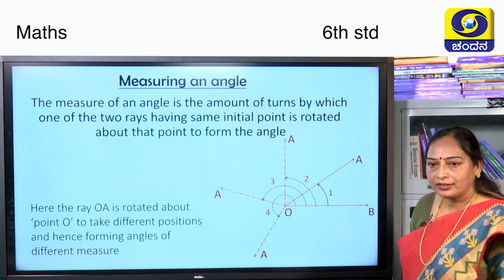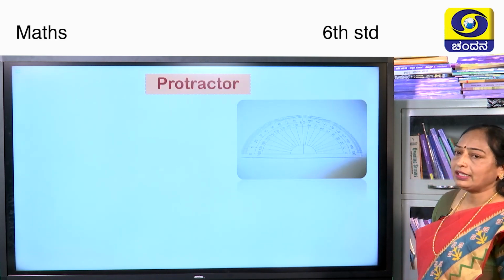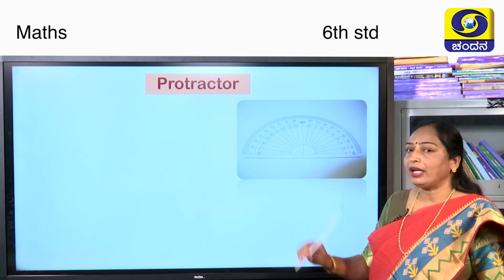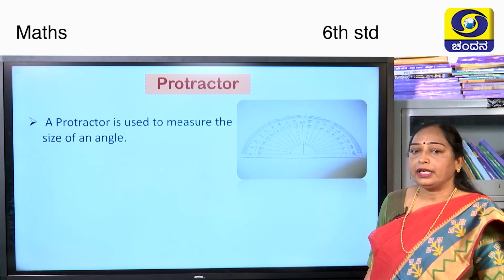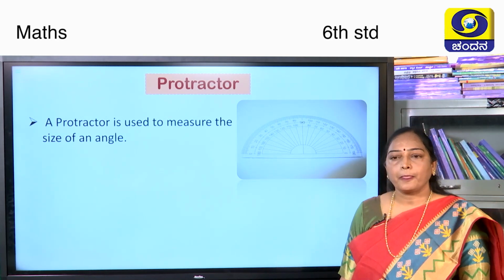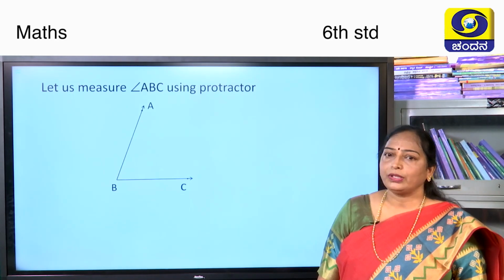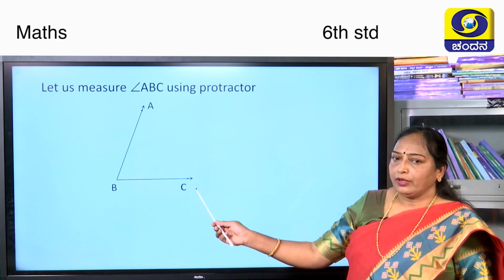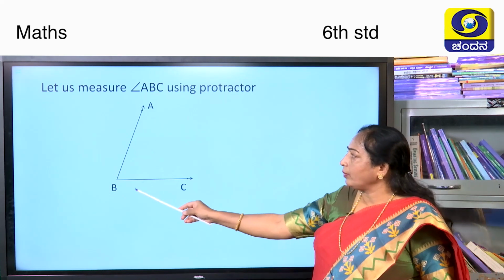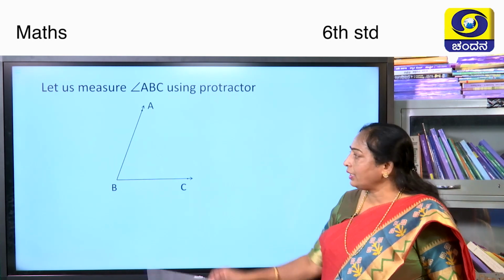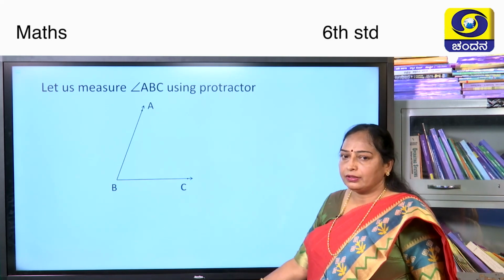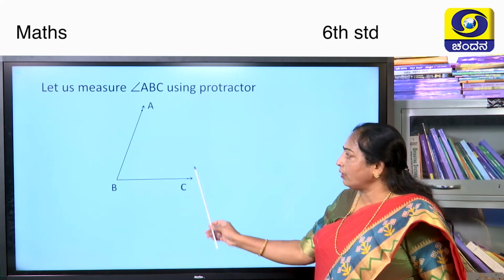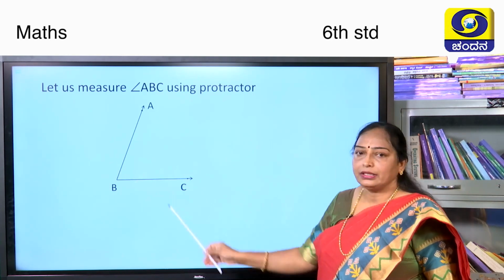Did you understand, children? To understand this, we should learn about the protractor. Protractor is a device. It is used to measure the size of an angle. Let's know how to measure the angle using a protractor. Let's take one angle ABC. It has a vertex B and two rays BC and BA. They are the arms of this angle ABC.